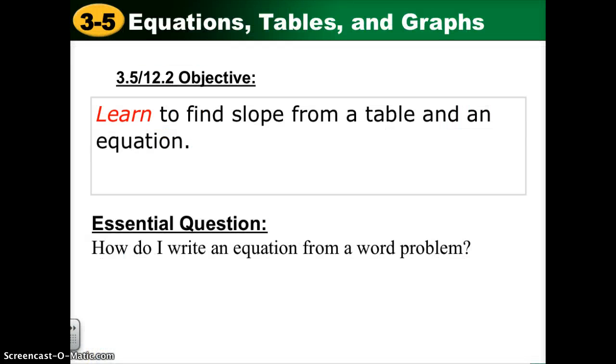Chapter 3, Section 3.5, and this is a combination also of Section 12.2. They go very well together, so we've pulled them into the same lesson. Our objective: learn to find slope from a table and an equation. Essential question: how do I write an equation from a word problem?